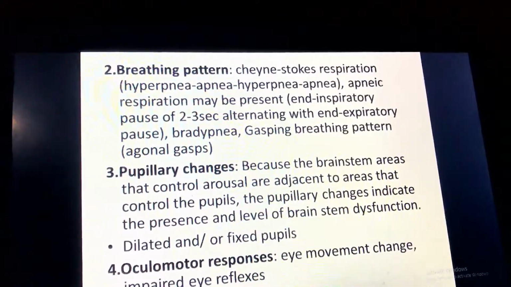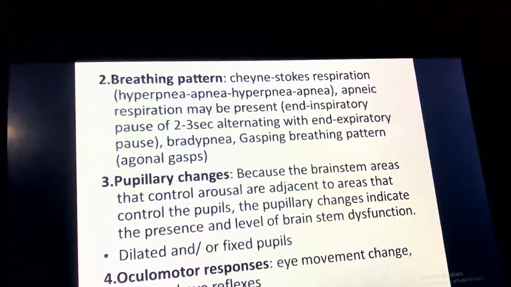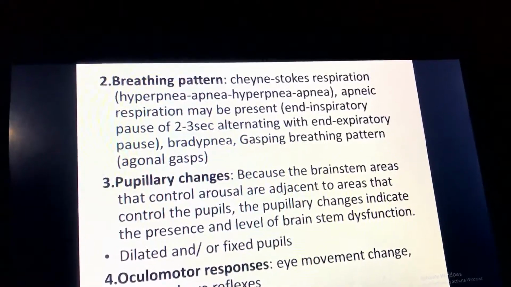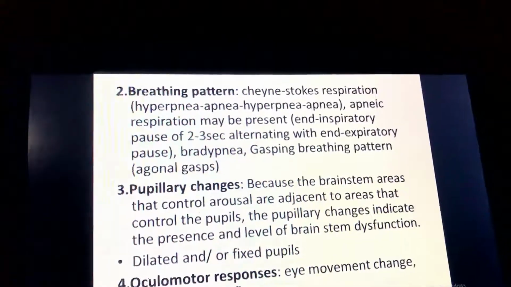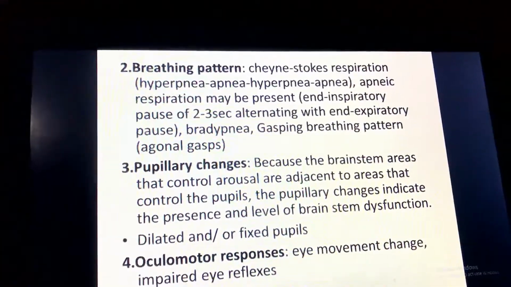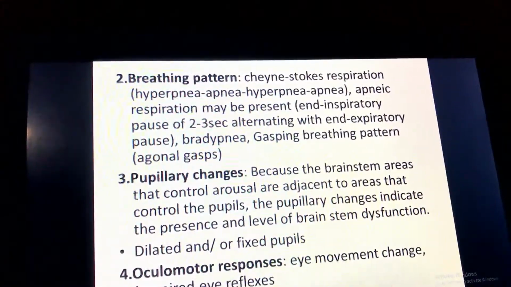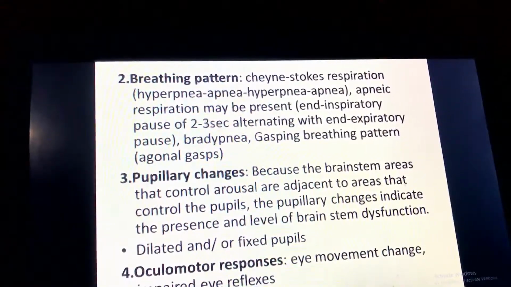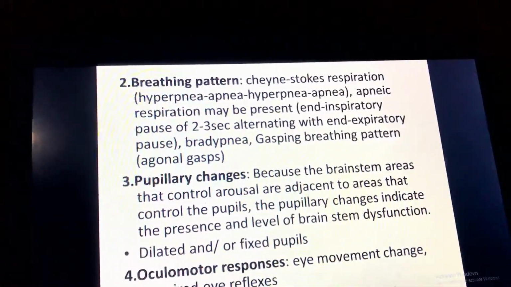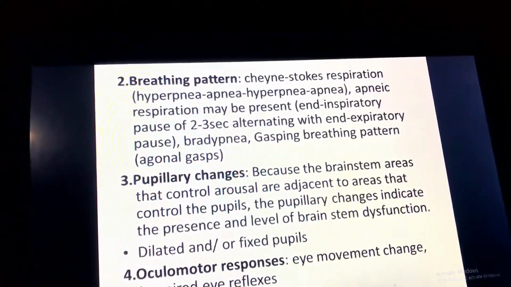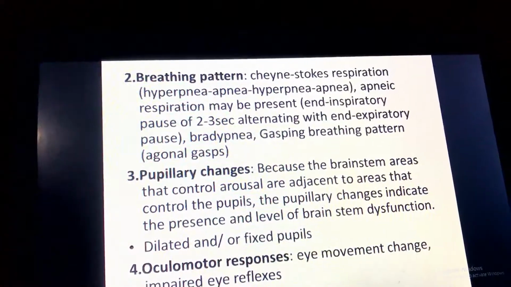Breathing pattern. You can have Cheyne-Stokes respiration: hyperpnea, apnea, hyperpnea, apnea. Apneic respiration may be present. There is an end inspiratory pause of 2-3 seconds, alternating with end expiratory pause, and bradypnea, gasping breathing pattern, agonal gasp.